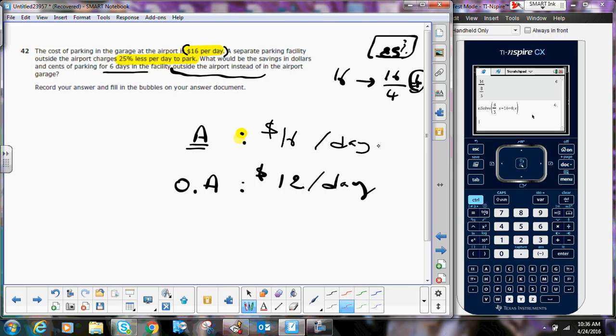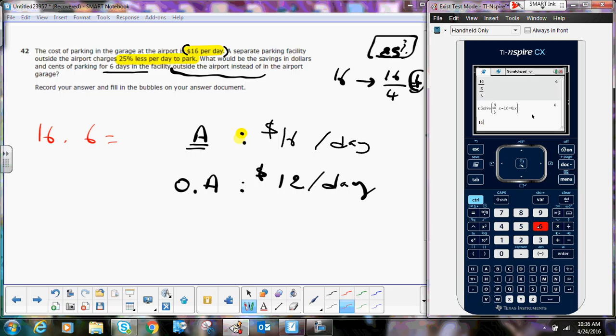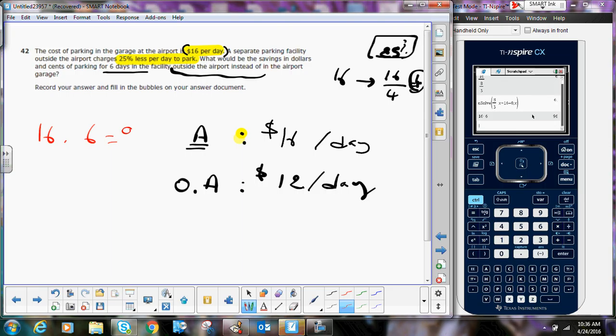So let's see how much the airport costs for 6 days. For 6 days, you multiply 16 times 6. How much 16 times 6? So use the calculator. 16 multiply 6 equal to 96. So the airport will charge you $96. The other company outside of the airport, it's $12 times 6. So again, always use a calculator. It's $72. So 6 times 12, it's 72. Now, how much money did you save? So 96 minus 72, how much?